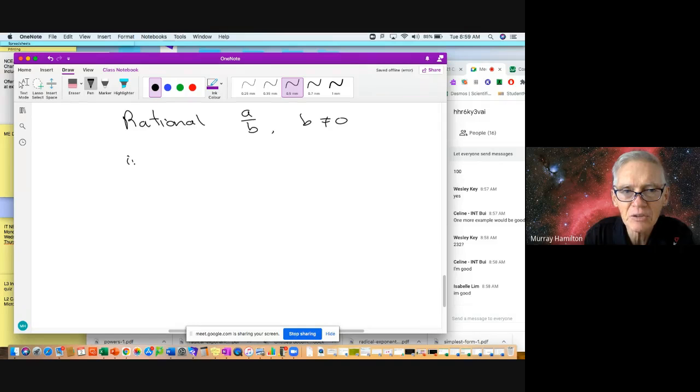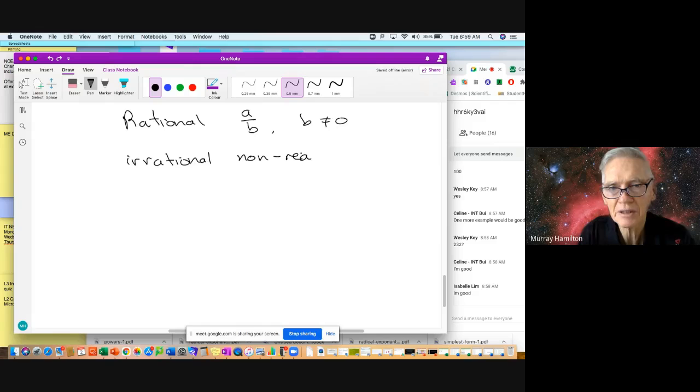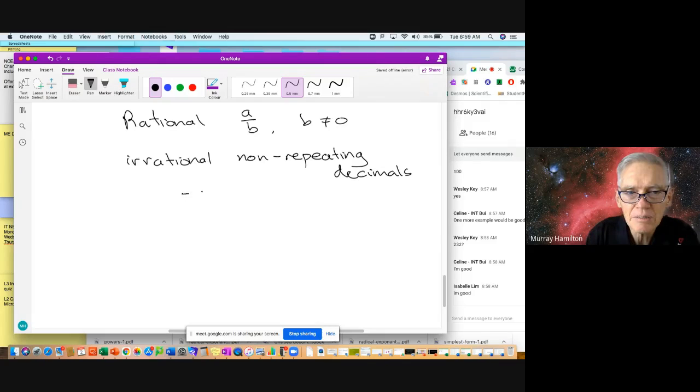And then we have things called irrational numbers. Irrational numbers are your non-repeating decimals. Pi is an irrational number, E is an irrational number, square root of 2, square root of 3, square root of 55 is irrational. Anything square root that is not a perfect square will be an irrational number.